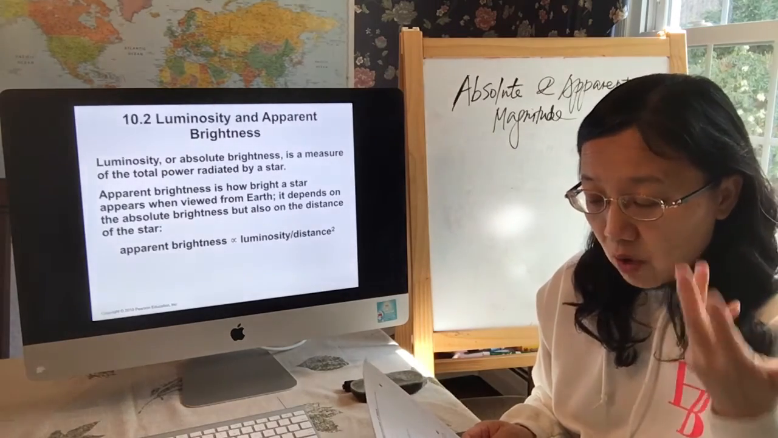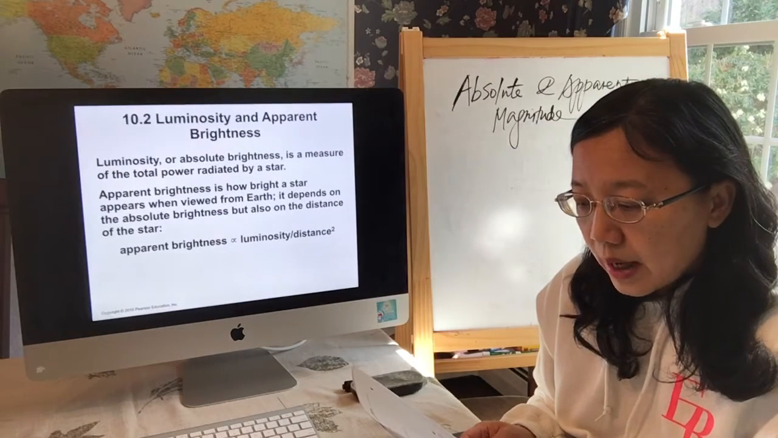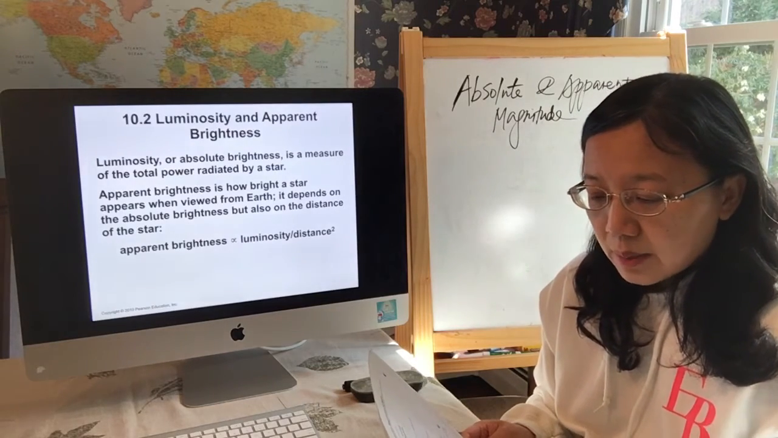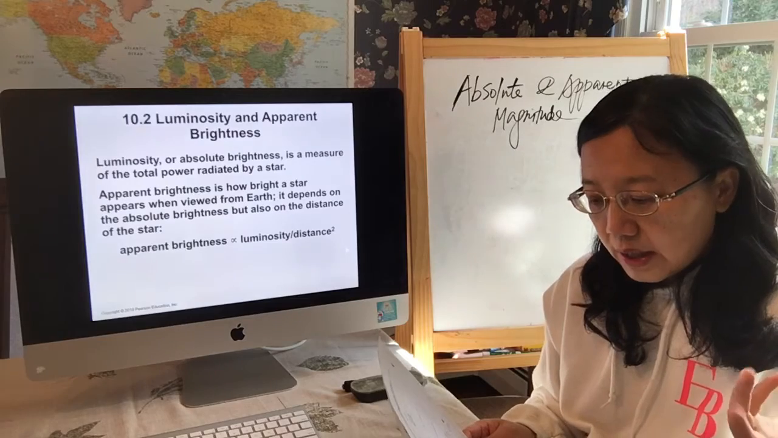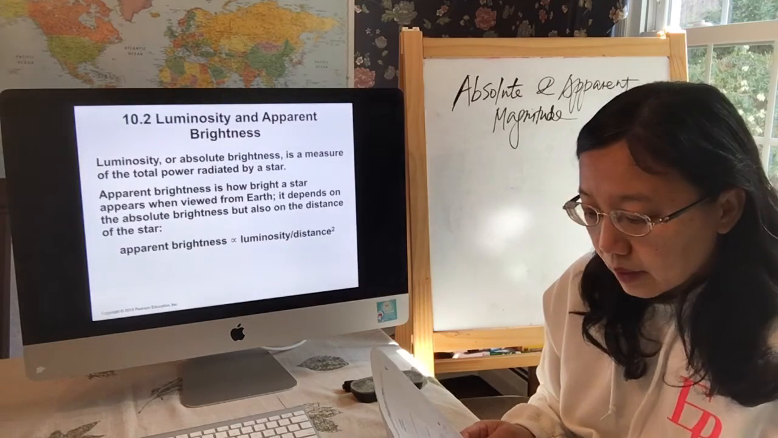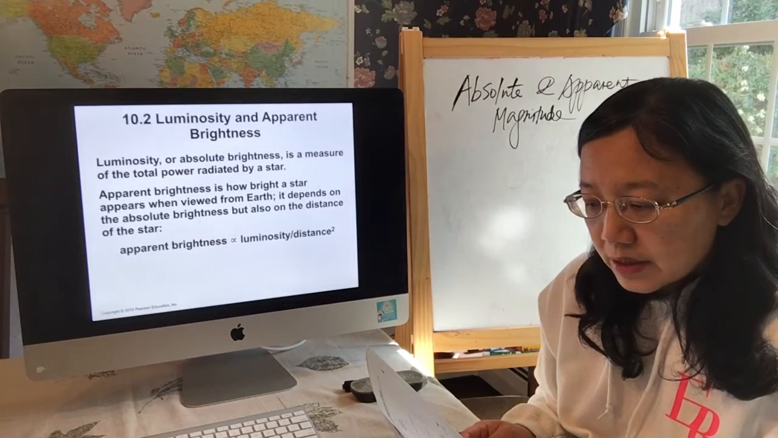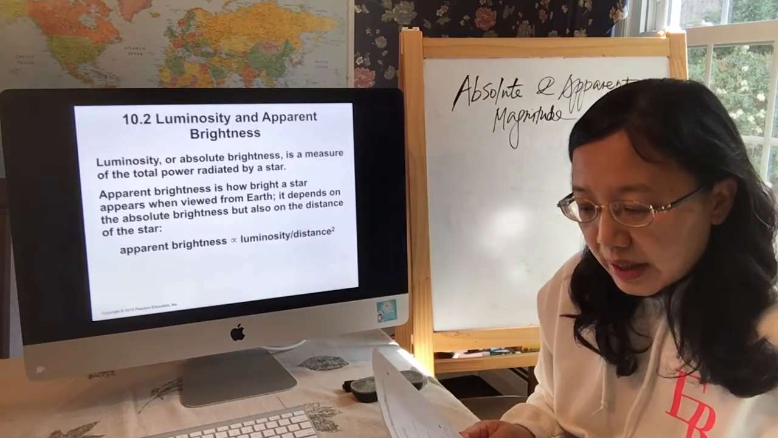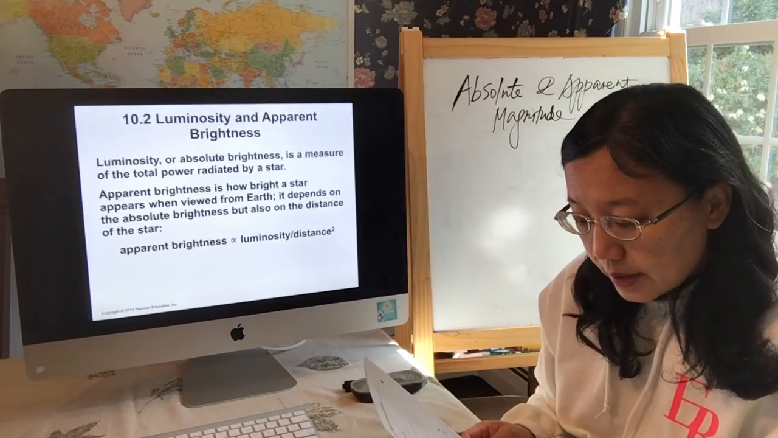So if you go back to the table, you can see star A's apparent magnitude is 1, and absolute magnitude is 1. So that means star A is 10 parsecs away. The same thing for star D: apparent magnitude is 4, absolute magnitude is 4, so they are exactly the same, which means star D is 10 parsecs away. But for star B, the apparent magnitude is smaller than the absolute magnitude. That means the star appears brighter than it actually is. So that's why B has to be closer. So B is closer than 10 parsecs.